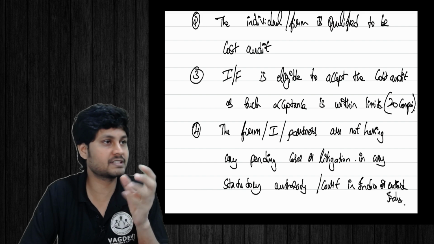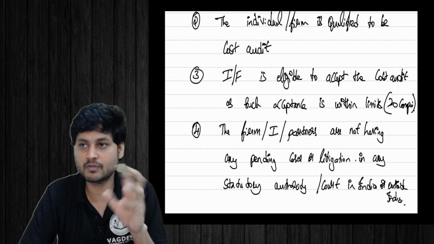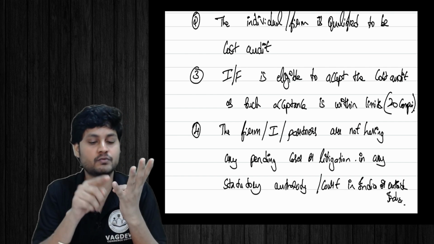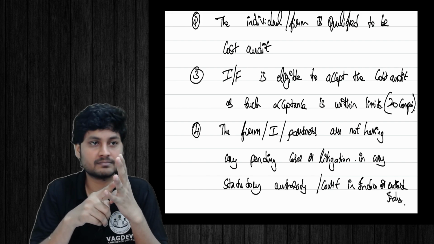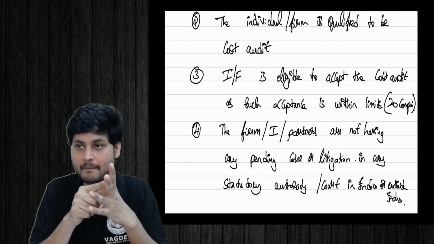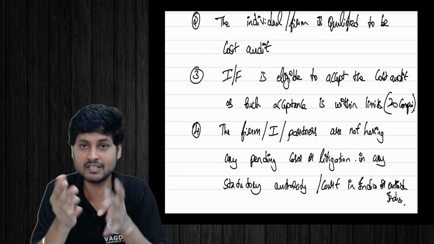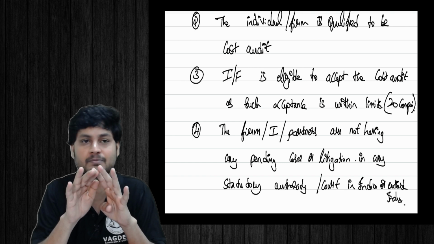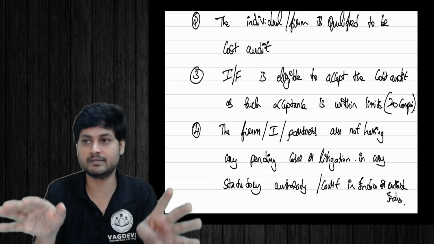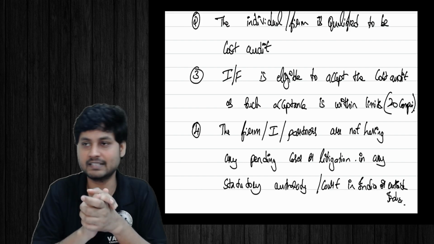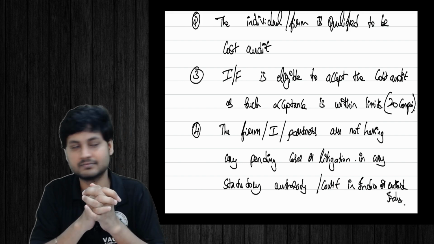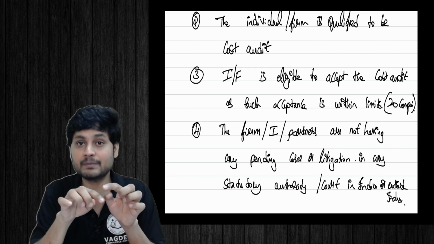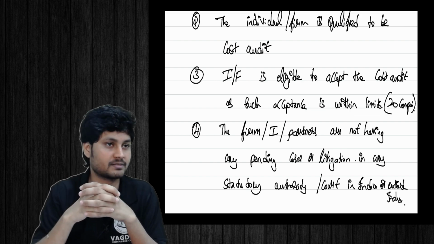If there are any cases which are pending, then it is not eligible to accept the audit. So these are the 4 declarations. First one, they are not disqualified. Second one, they are qualified. Point number 3, they are within the limits, that is 20, when they accept the audit. And the fourth point, there are no cases pending on the individual, partner or firm in India or outside India. Then they are eligible to accept the audit. That's it. These are the 4 declarations they need to give to the company. And then the company may appoint this person as cost auditor.